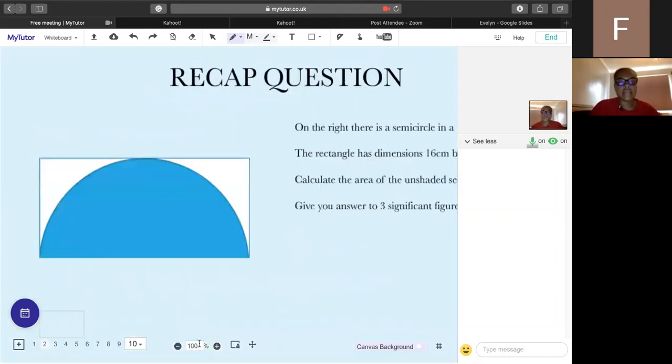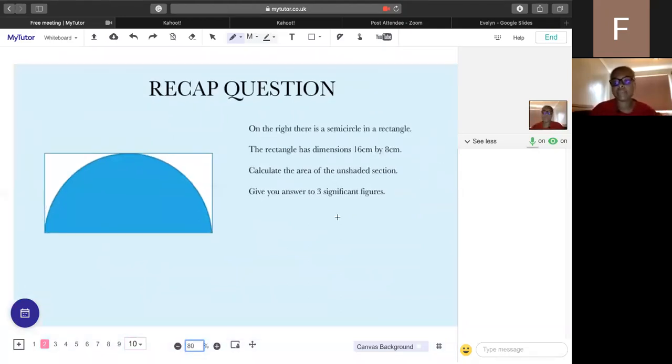So let's have a look at this question here. It puts together both of the things that we went through on Monday. On the left, there is a semicircle in a rectangle. The rectangle has dimensions 16 centimeters by 8 centimeters. Calculate the area of the unshaded section and give your answer to 3 significant figures.